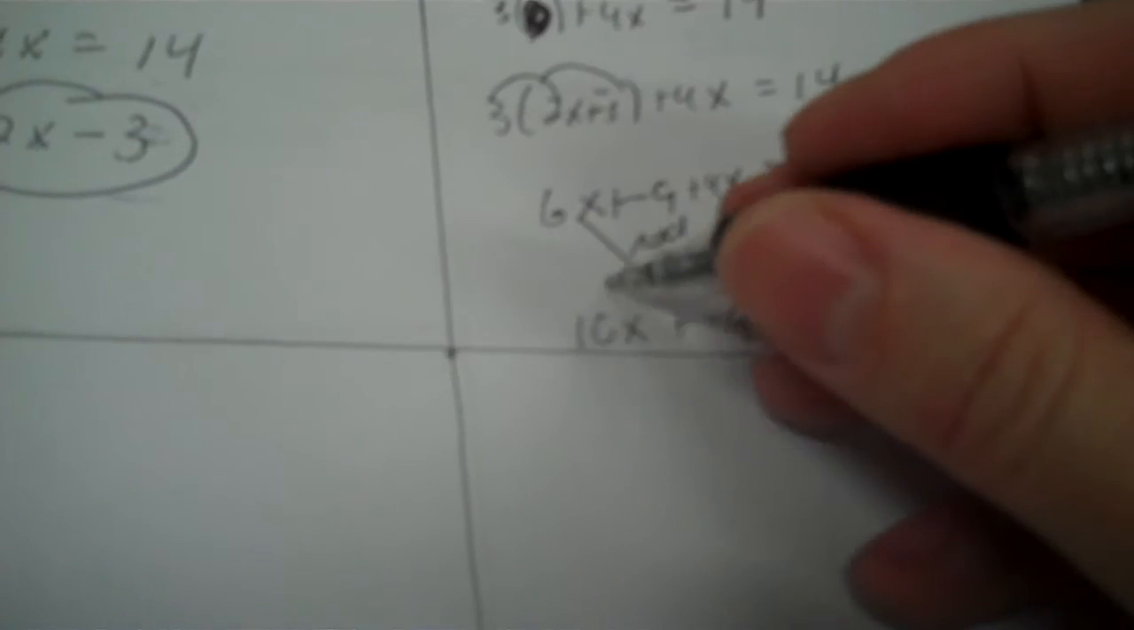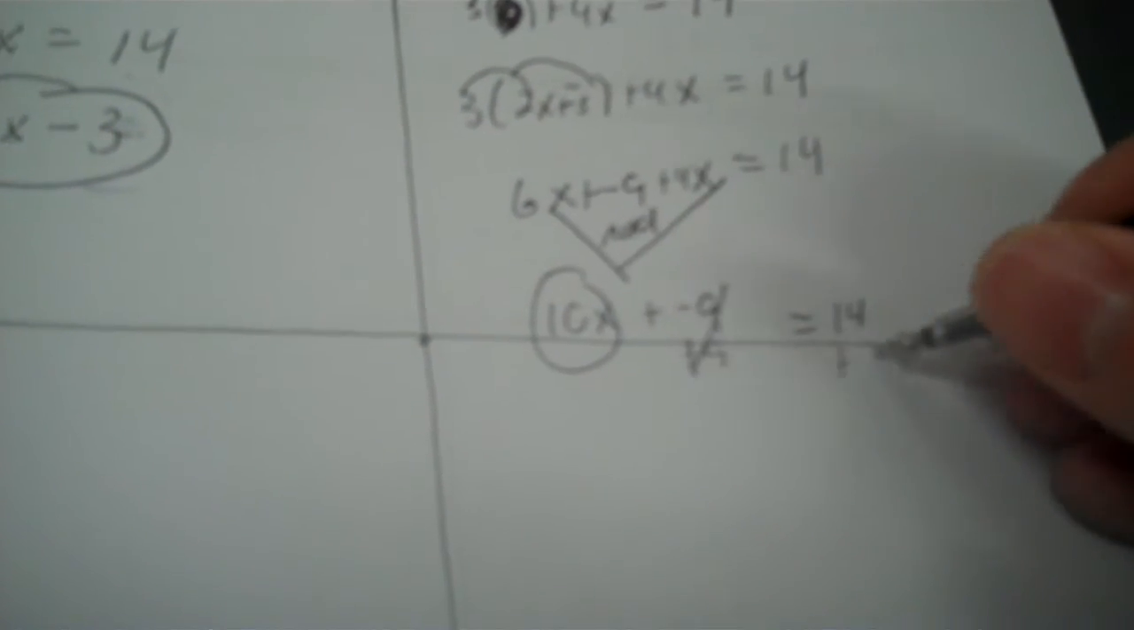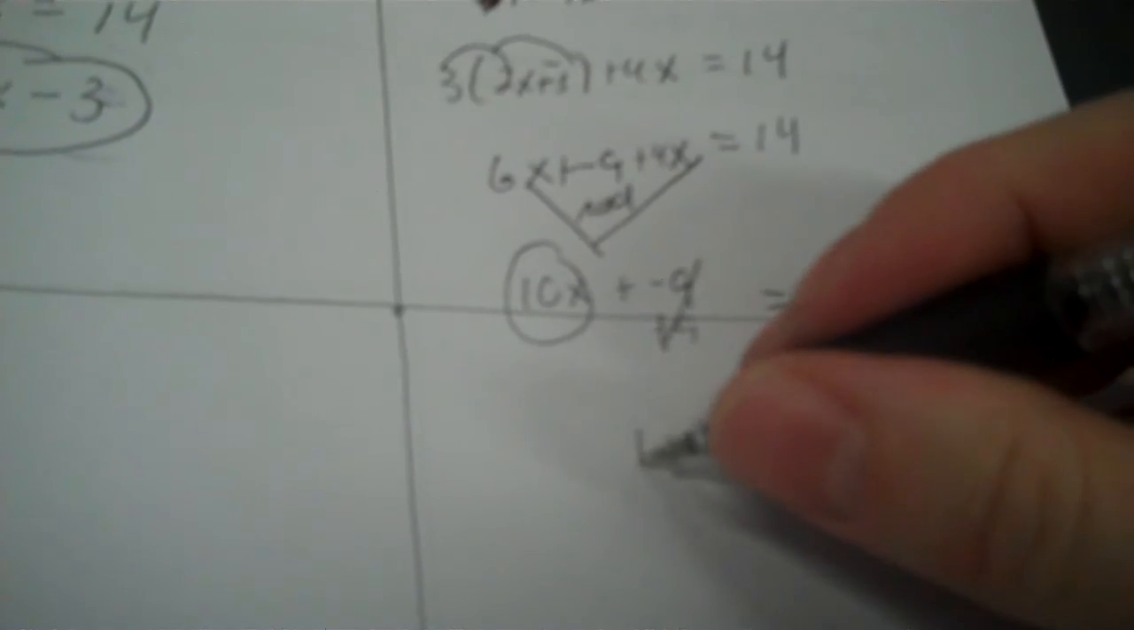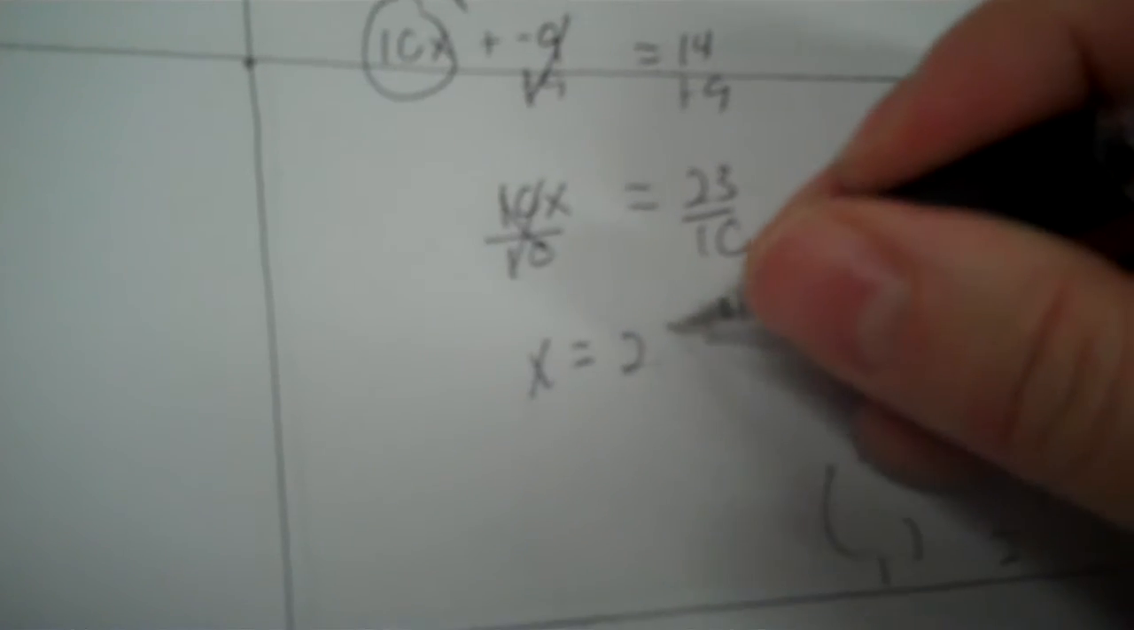Okay, then getting the x by itself, so a negative 9, it's like a minus 9, I'd plus 9, and I get 23. And over here I have 10x. Now I'm going to divide both sides by 10. And 23 divided by 10 is 2.3. That's your x, okay?